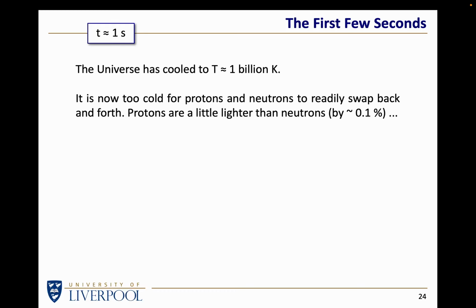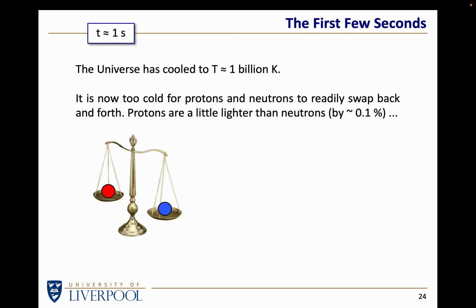If you can't any longer swap backwards and forwards between protons and neutrons, how many of each do you end up with when you start to tally and look at the spreadsheet of how much the universe has made? Well, it turns out, because protons are a little bit lighter than neutrons, how do we know that? Because we can measure it in the lab. Remember, we're assuming that the laws of physics now are the same as the laws of physics billions of years ago. So if protons were lighter than neutrons now, they were lighter than neutrons billions of years ago.